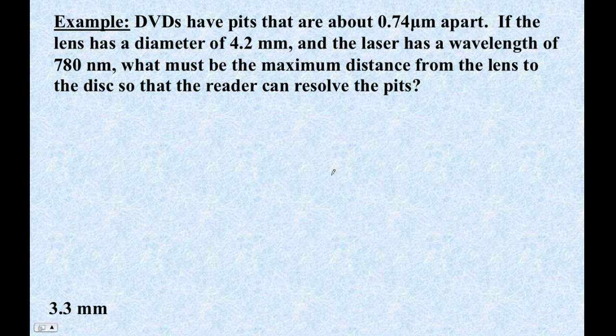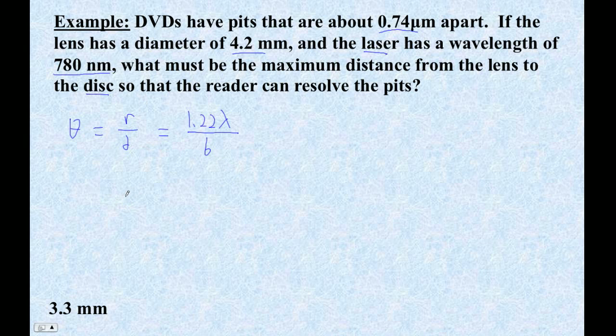So what is it? Theta is r over d, equal to 1.22 lambda divided by b, is our relationship. So DVDs have pits that are 0.74 micrometers apart. If the lens has a diameter of 4.2 millimeters, the laser has a wavelength of 780 nanometers. What must be the maximum distance from the lens to the disc, so we're solving for the distance d, so the reader can resolve the pits?